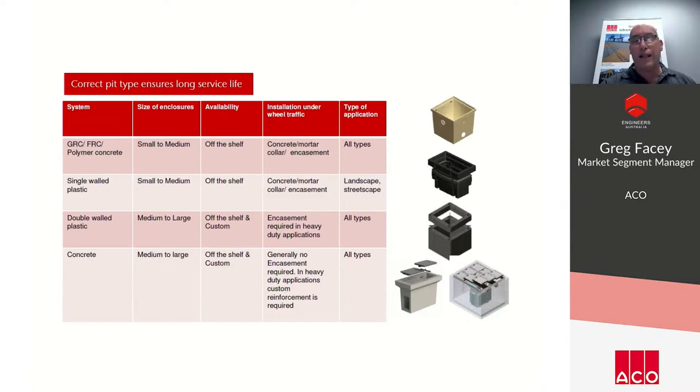What's newer to the market is double-walled, twin-walled plastic pits. They do have an advantage where they are available in larger sizes, so ideal for medium to larger applications, off the shelf and also custom dimensions. Encasement is required under heavy-duty applications and they're suitable for all types of applications. And concrete, which is ideal for medium to large applications. They are off the shelf and available in custom sizes, but generally no encasement is required under a wheel load environment. In heavy-duty applications, though, custom reinforcement is required and they're suitable for all types of applications.